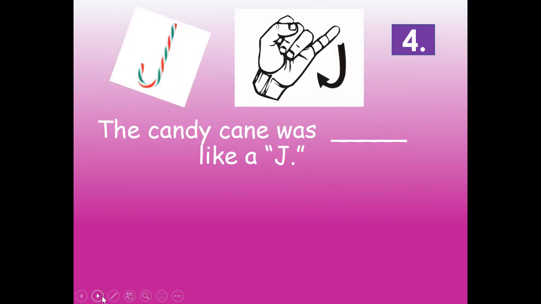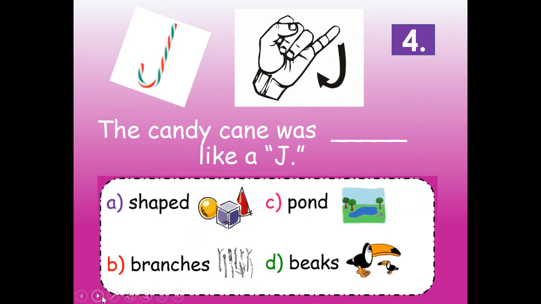Number 4. The candy cane was blank like a J. The candy cane was shaped like a J. The candy cane was branches like a J. The candy cane was pond like a J. Or the candy cane was beaks like a J. Shaped. The candy cane was shaped like a J. S-H-A-P-E-D. Shaped.